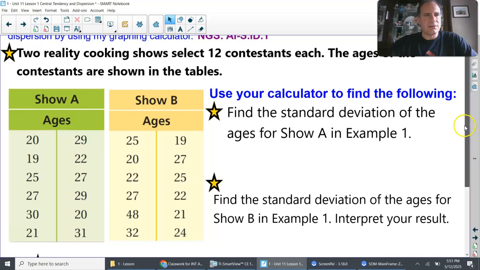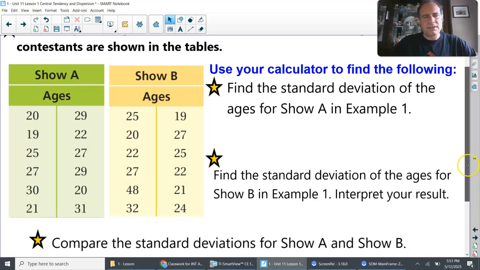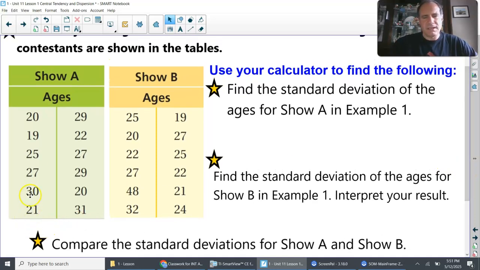The two reality cooking shows have 12 contestants each. The ages of the contestants are shown in the tables. Find the standard deviation of the ages in show A, and then find the standard deviation of the ages for show B.